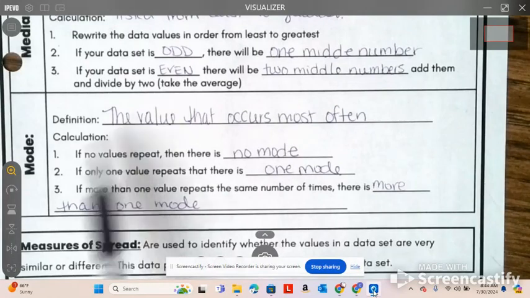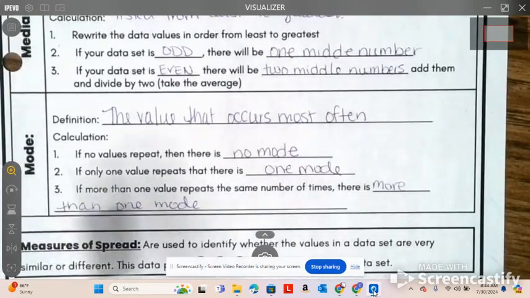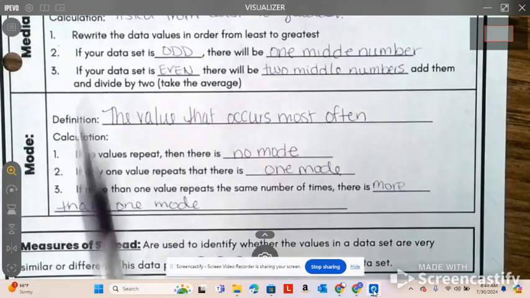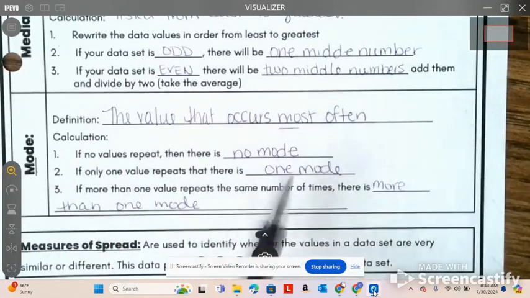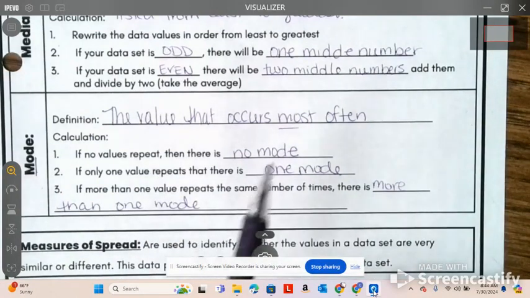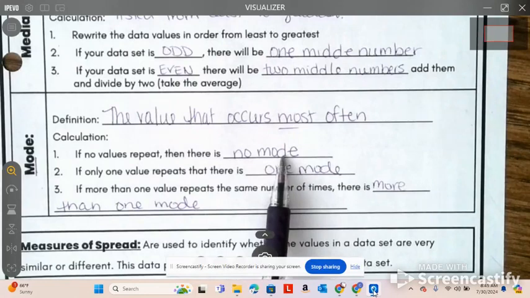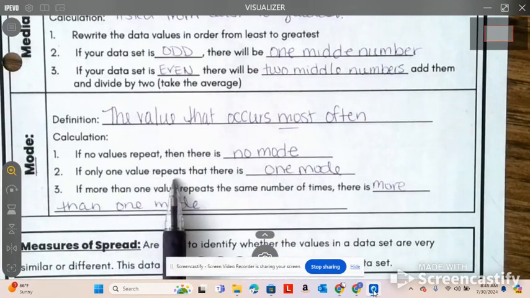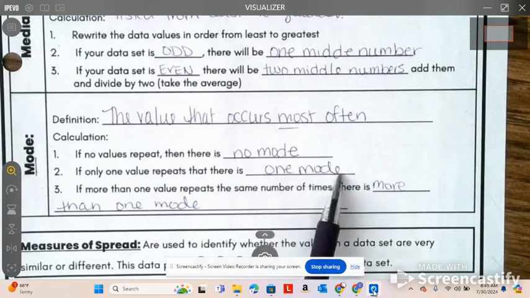The last of our 3 M's is mode, the value that occurs most often. So mode and most, I always look at it as MO here and MO here, they match up. So mode means the most. If no values repeat, so you have 5 numbers and they're all different, then we would say there's no mode to this data set. If we have one value that repeats, for example, 11, 12, 12, 13, 14, 15, well, that one number that repeated, 12, is going to be the one mode.